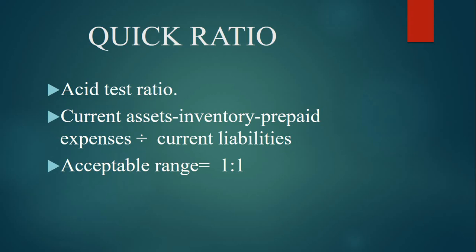Next is the quick ratio. This is also called the asset test ratio. It is current assets minus inventory minus prepaid expenses, divided by the current liabilities. Inventory and prepaid expenses are the least liquid current assets. So we will deduct the least liquid current assets from the total current assets and we will get the quick assets, that is, the highly liquid assets, and divide it by the current liabilities. The acceptable range for the asset test ratio is always 1 to 1.